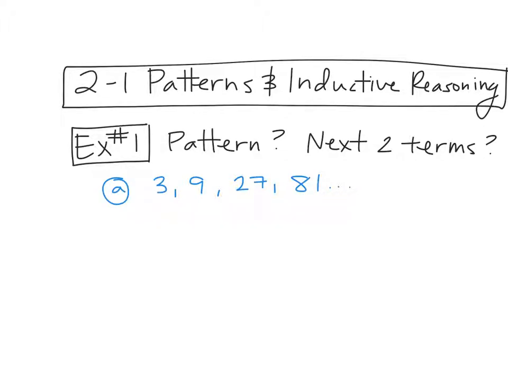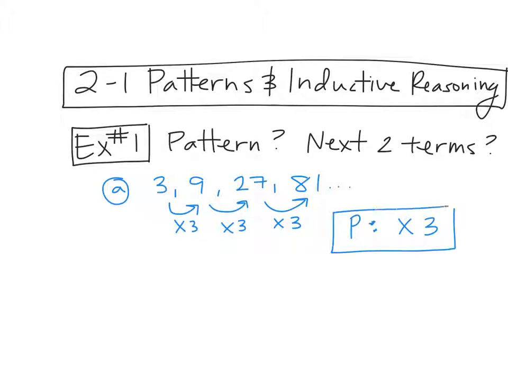Yes, Zaire. We are multiplying by 3. So 3 times 3 gets us 9. 9 times 3 gets us 27. 27 times 3 gets us 81. So our pattern, I'm just going to call it P for now, but I mean pattern. Our pattern is multiply by 3. Okay? So if that's our pattern, what are our next two terms?